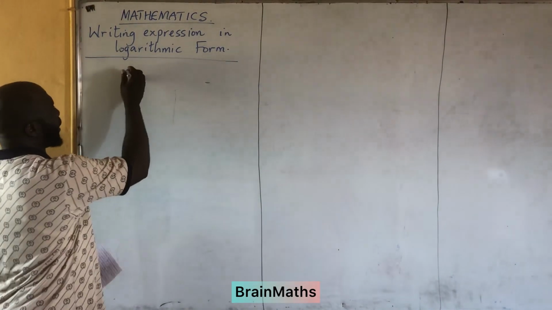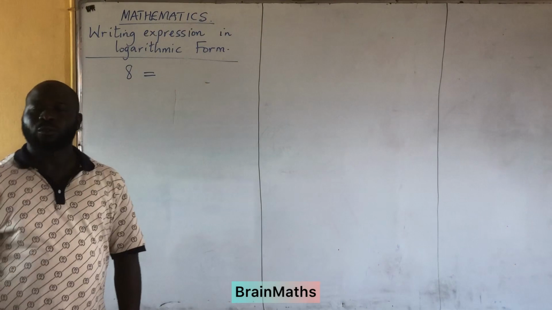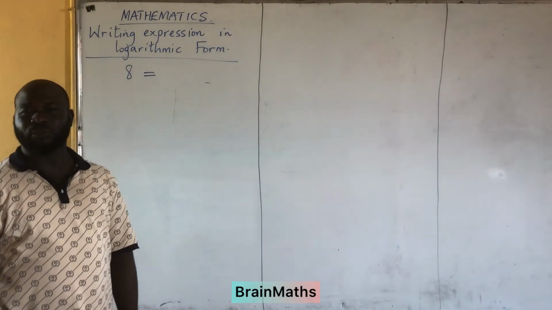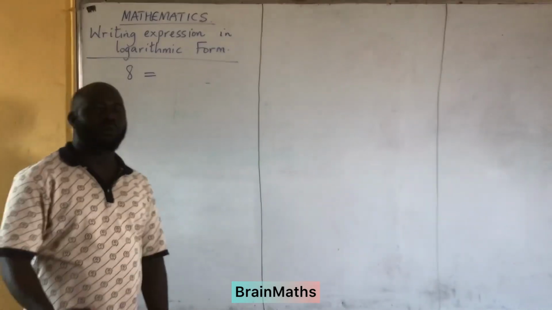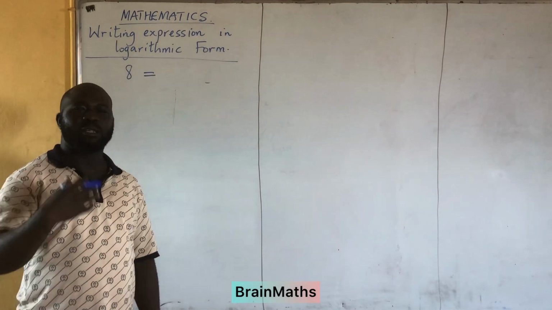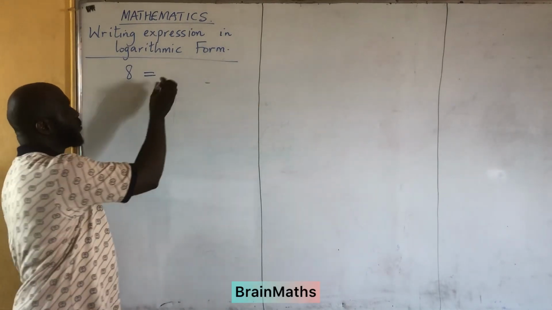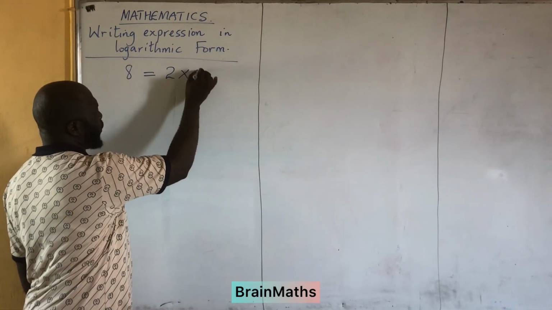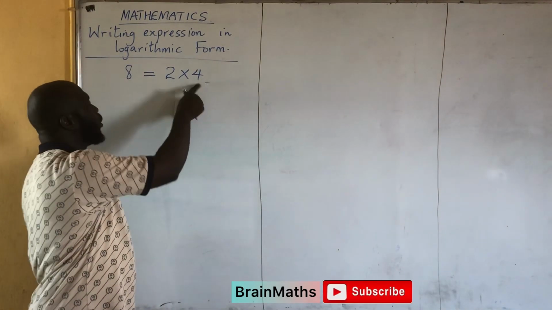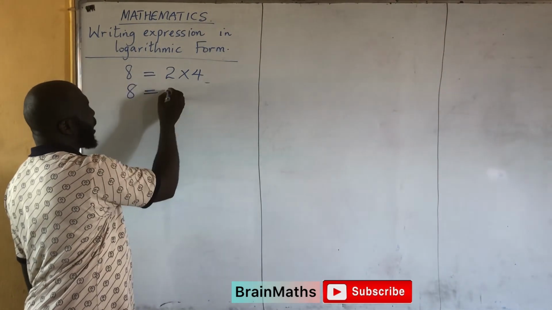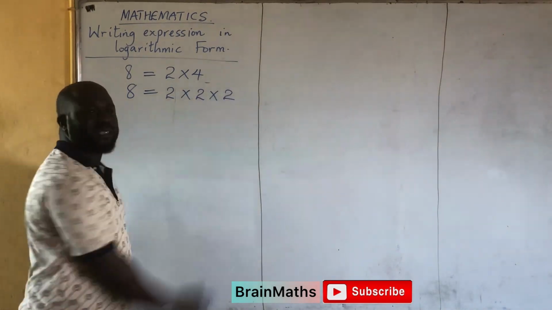Don't forget that if you have this number 8, this 8 will be rewritten in index form. And for us to write 8 in index form, it means we have to write a unique number in different multiples to give us 8. Let's take, for example, 2 times 4 will give us 8. But looking at this 4, it's not the same as 2. So we have to break it further to give us 2 times 2 times 2. All the numbers are now the same.